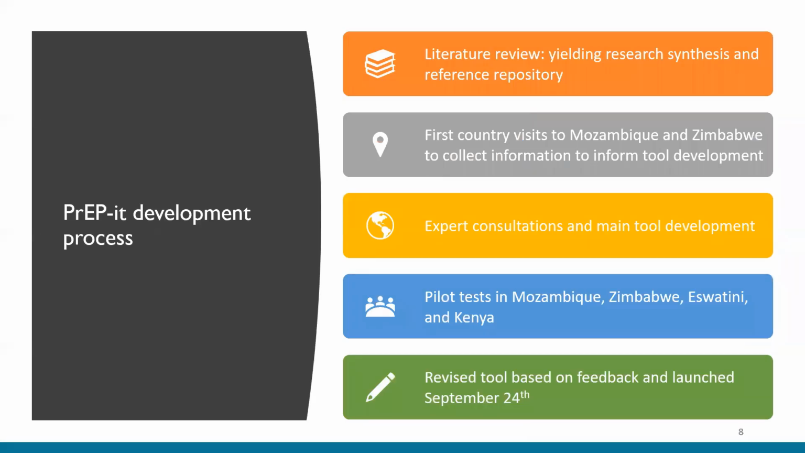I wanted to describe a little bit about the process for developing PREP-IT. So we started out with a literature review. We did country visits to Mozambique and Zimbabwe and met with all kinds of stakeholders in each of those countries to get information that informed the development of the tool. We also conducted consultations with global experts like WHO, UNAIDS, other donors, global implementers of PrEP. So we gathered quite a lot of information before developing the first draft of the tool. Once this draft was developed, we pilot tested it in Mozambique, Zimbabwe, Eswatini, and Kenya, and garnered further feedback from stakeholders in those countries about the usability of the tool, additional feature requests, and so on. The tool was revised, and now today we're very excited to be launching it.